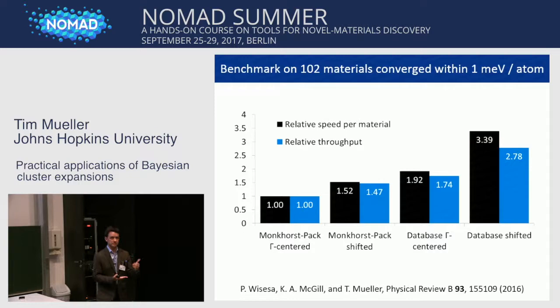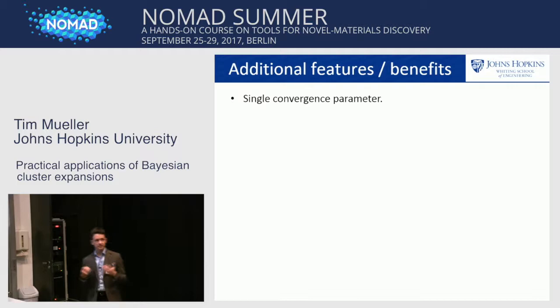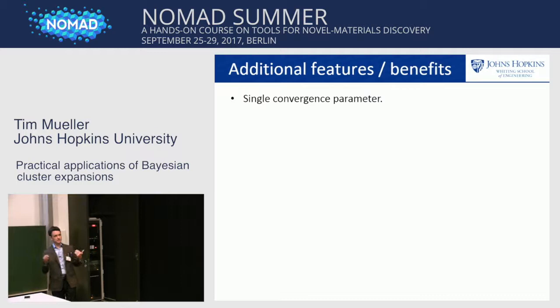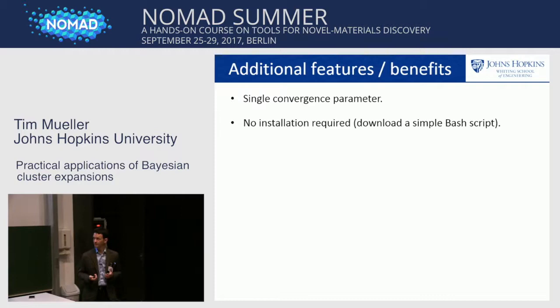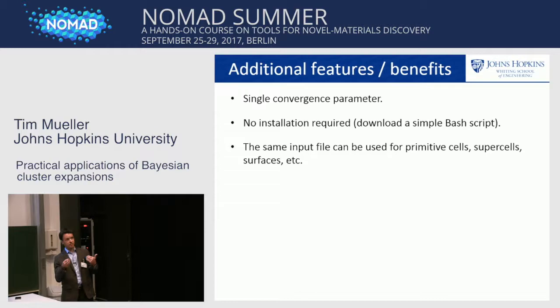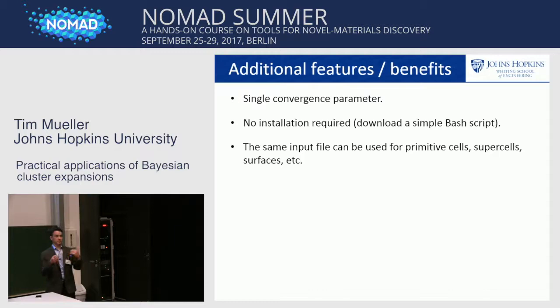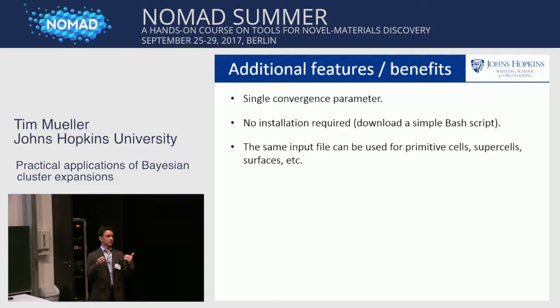And so some other advantages to this approach, I'll just list through them briefly. There's a single convergence parameter. You no longer have to worry about the n by l by m and different combinations thereof. It's just this distance between the points in your real space superlattice. You don't need to install anything. We just download a simple bash script that pings our server and it returns you a grid from the database. Once you have your material and you've figured out what that min distance parameter is for your material, you can use that same input file, which will generate k-point grids for slabs, surfaces, and supercells. It'll give you a good k-point grid for all of those. You don't have to manually adjust things yourselves.